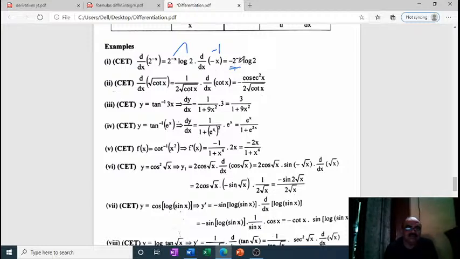Third one, look here, tan inverse of 3x. We know tan inverse x is 1 by 1 plus x square. Now x is 3x here. So 3x the whole square is 9x square, and then 3x differentiation is 3. So 3 by 1 plus 9x square.